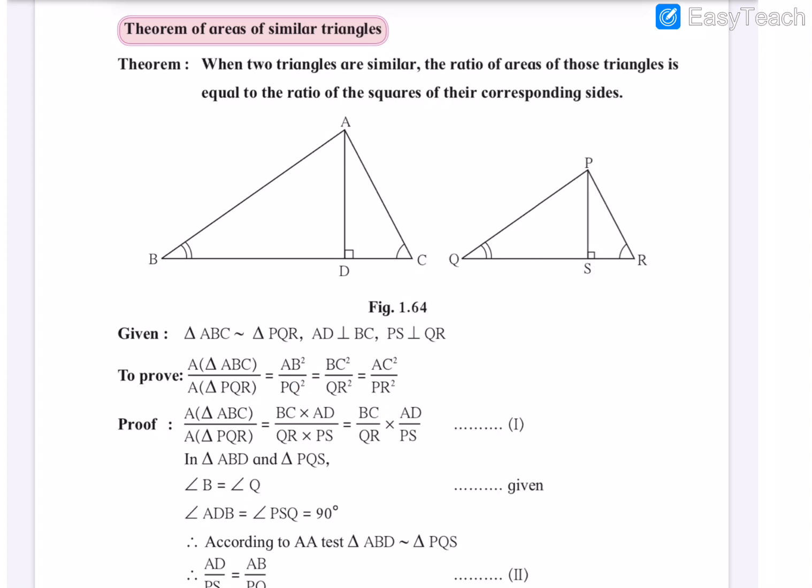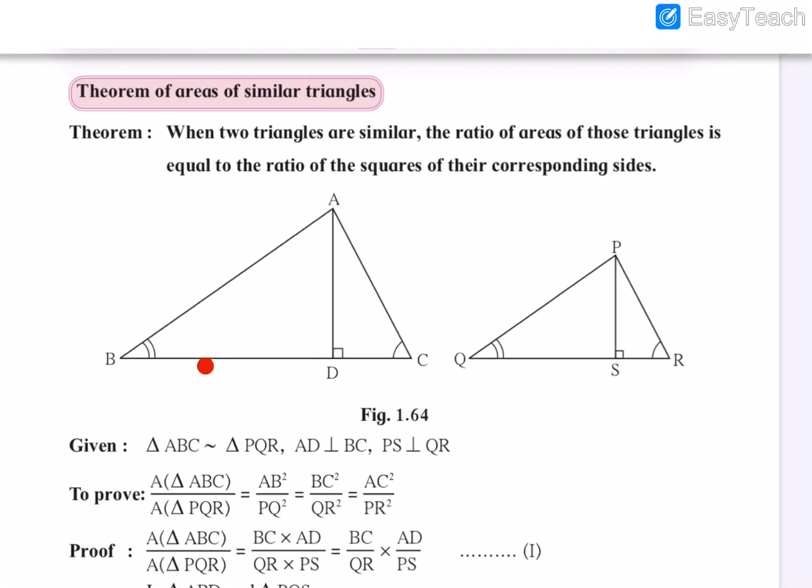AB square by PQ square is equal to BC square by QR square is equal to AC square by PR square. So this is the statement of the theorem, that is, when two triangles are similar, then the ratio of their areas will be equal to the square of the ratio of their corresponding sides. So all the corresponding sides squared. Now we can look at the proof of this theorem.